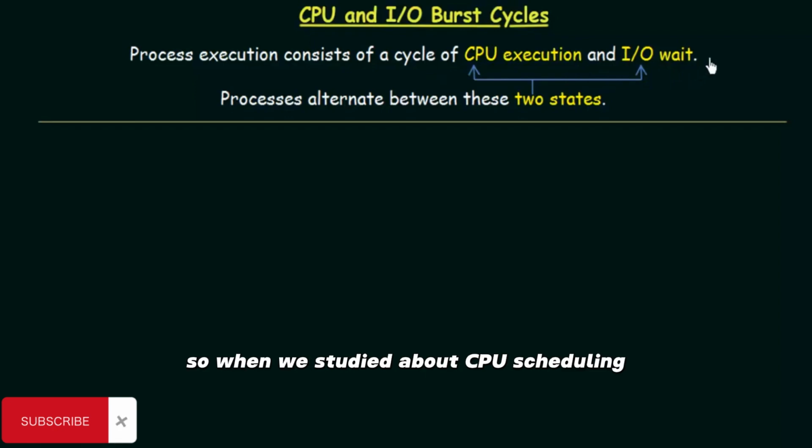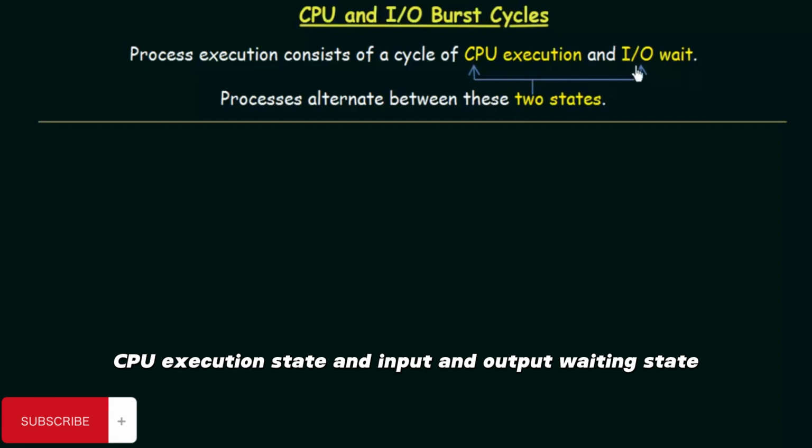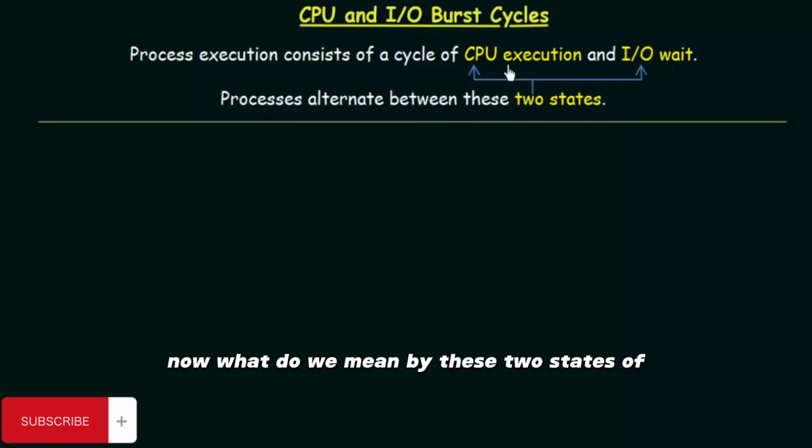When we studied CPU scheduling, we already saw that a process can be in either of two states. What are those states? The CPU execution state and the input-output waiting state. Processes alternate between these two states. Now, what do we mean by these two states of CPU execution and input-output wait?